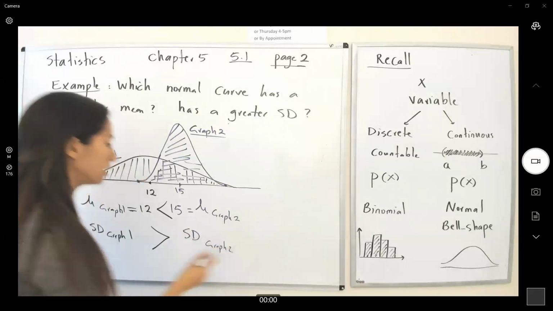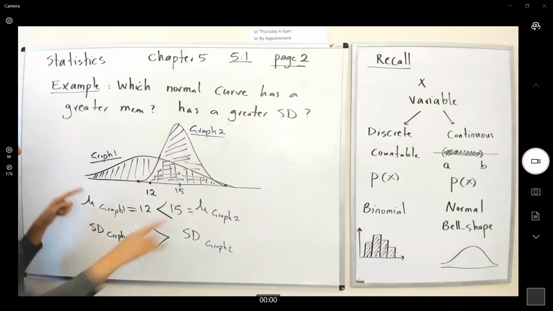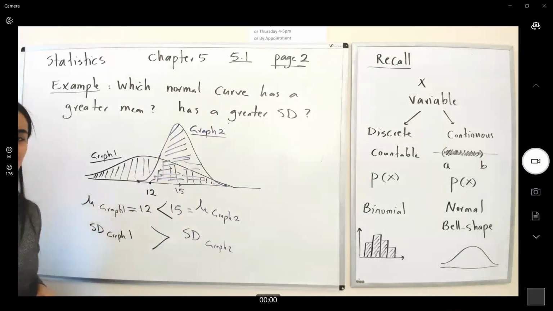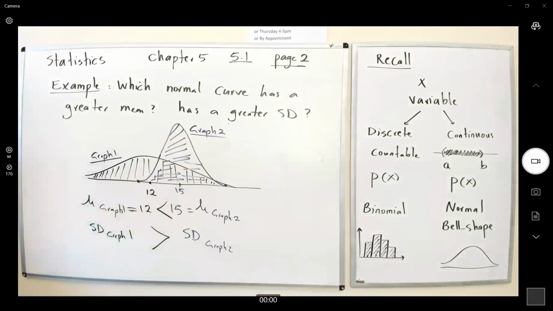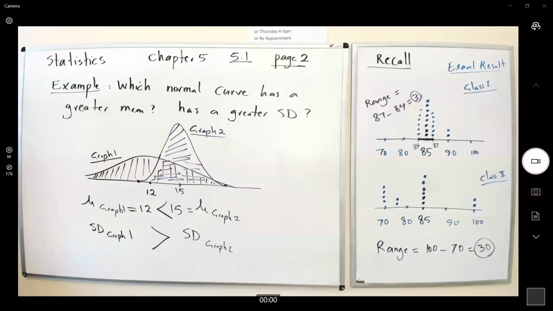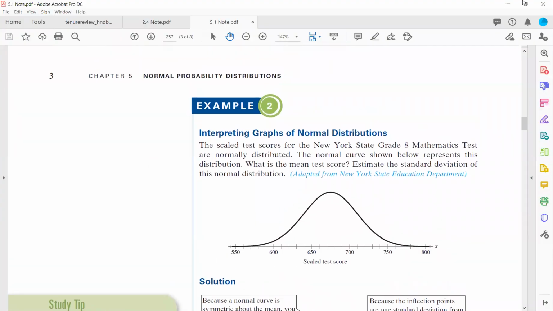We don't actually need the actual numbers for standard deviation. We're just looking at these two graphs and checking the range of these two. You can say that, hey, the variability of the first graph is of course much higher than the variability of the second graph. Well, let us look at another example here. We are on page 3.